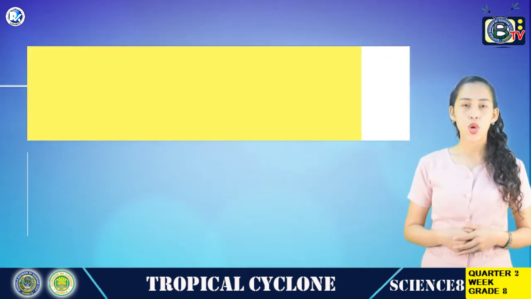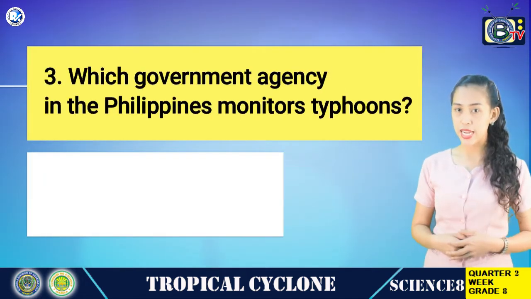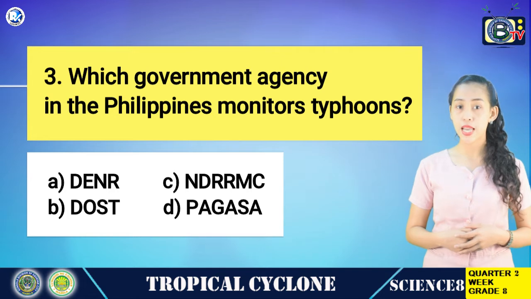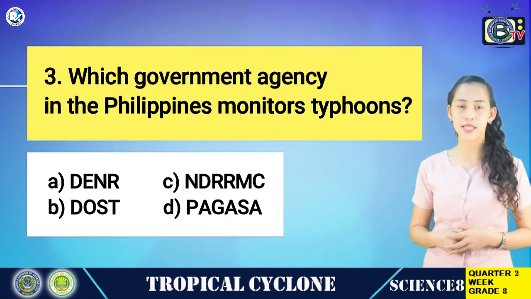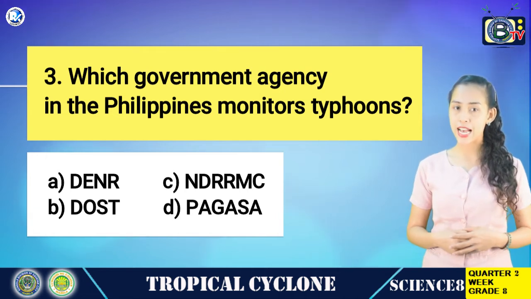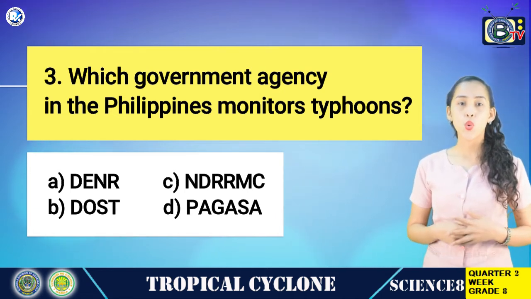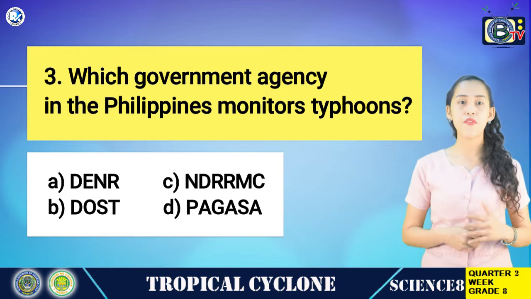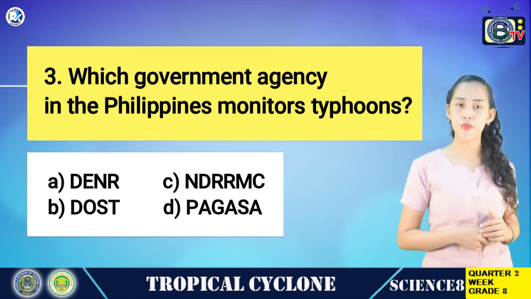Number 3. Which government agency in the Philippines monitors typhoon? A. DENR, B. DOST, C. NDRRMC, D. Pag-asa.